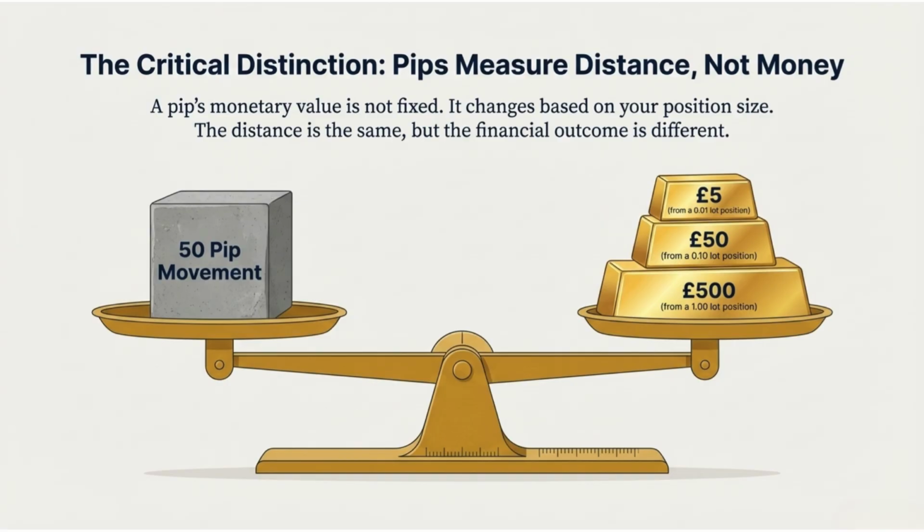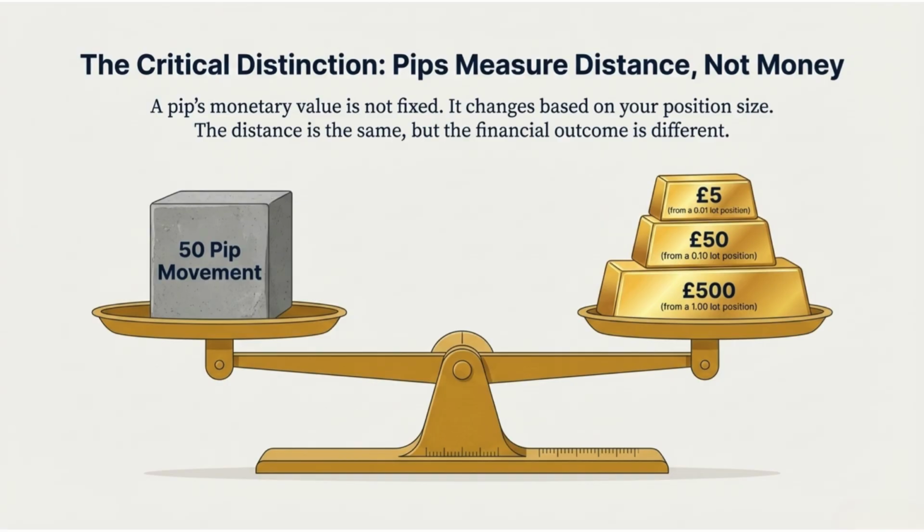Because that disconnect is bridged entirely by what's called the position size. The lot size. The lot size, exactly. This is the financial multiplier that you apply to the universal pip distance to convert it into a personal monetary value. So if you have a small position, a 50 pip distance means very little money. If you have a massive position, the exact same 50 pip distance could mean a fortune.